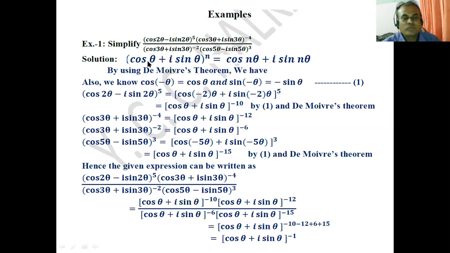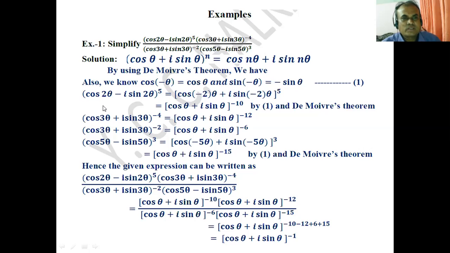Now the solution. We know the statement of De Moivre's theorem: (cos theta plus i sine theta) raised to n is equal to cos of n theta plus i sine of n theta. This is the most important statement of De Moivre's theorem. We use it for simplifying this. Also, we know the trigonometric formulas: cos of minus theta is equal to cos theta and sine of minus theta is equal to minus sine theta. These two formulas we use for simplifying this. Now we start each factor simplification.